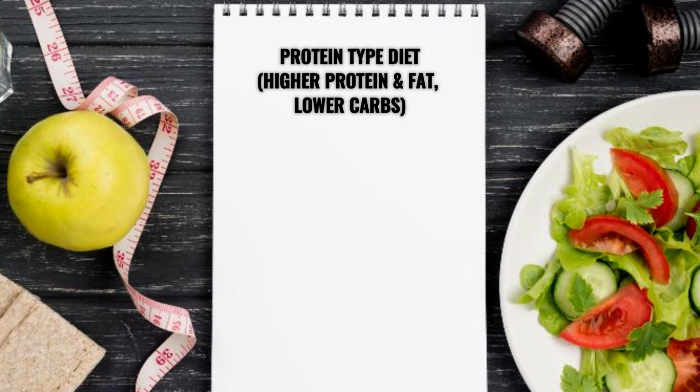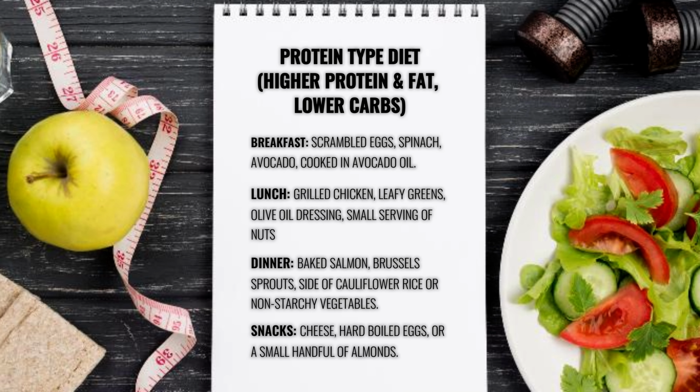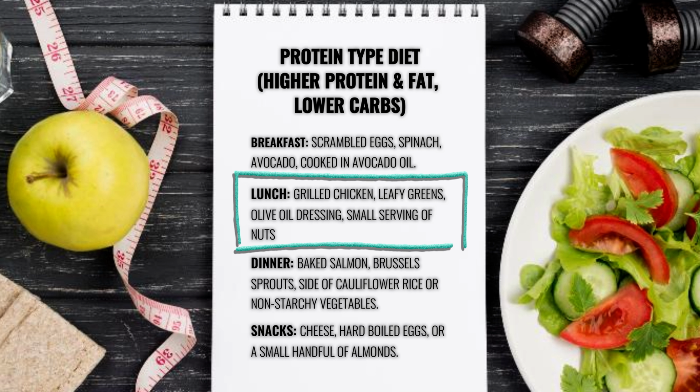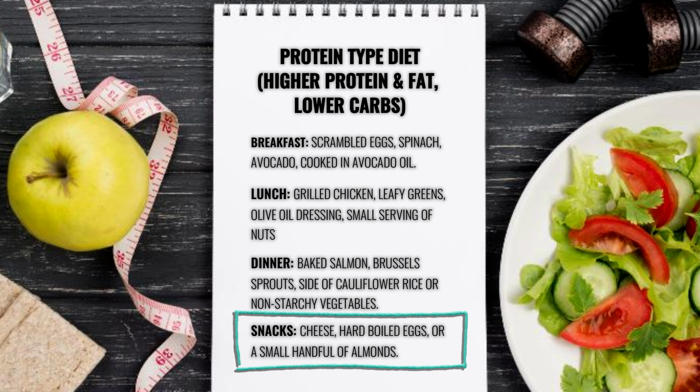Number one is the protein type diet, which is higher in protein and fat and lower in carbs. So on the screen, you'll see a standard meal plan for a protein type with breakfast, lunch, dinner, and snacks. So the focus is protein and fat to fuel energy with minimal carbs. This type tends to have a low tolerance for carbs and feels energized with higher protein and fats.